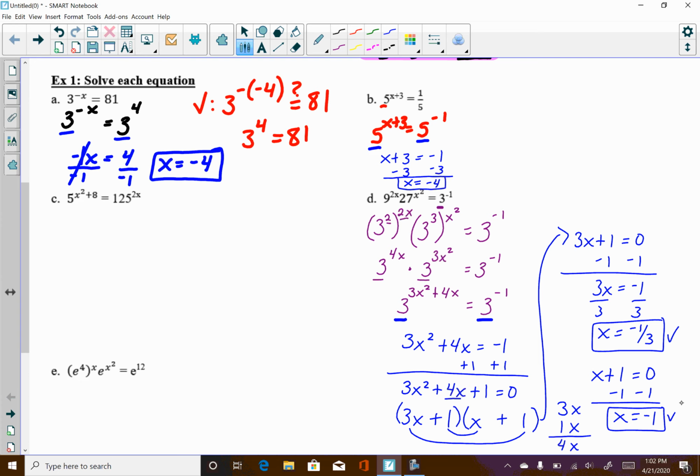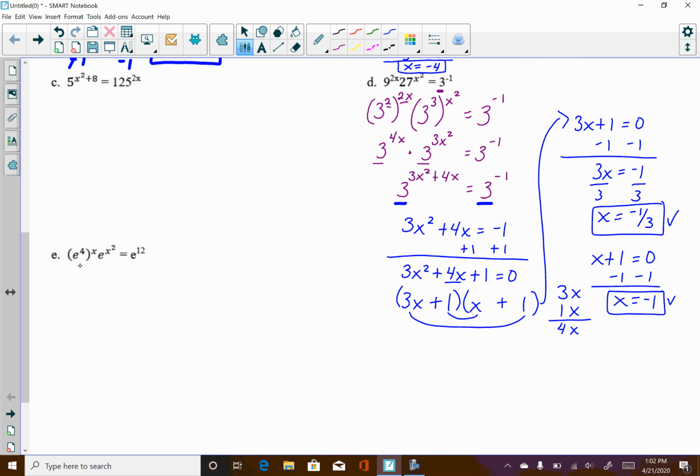Okay, so letter E is pretty much the same thing. It's just using that recurring constant, like I showed you in the last video. You're going to approach it the exact same way. Instead of having a base of 3, you're now going to have a base of e in this one. I think you should be able to follow what we just did on that one to work letter E. If you have any questions, always send me an email.